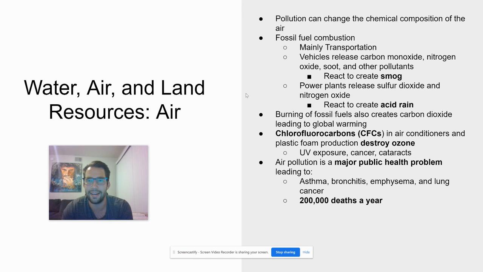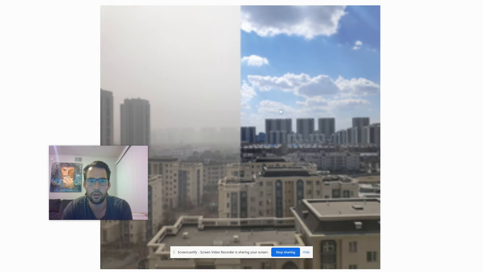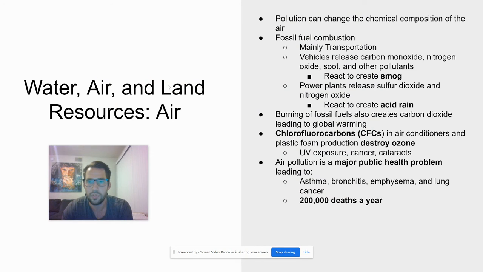Smog is not nice. It looks very gross. We can take a look here. On the left, we have smoggy air here, and in the same location, this is what clear air looks like. Okay. We could also have acid rain. When power plants release sulfur dioxide and nitrogen oxide into the air, we're going to end up with acid rain.